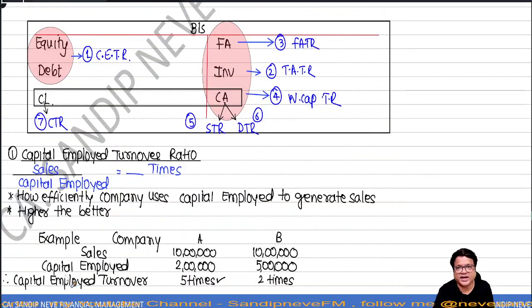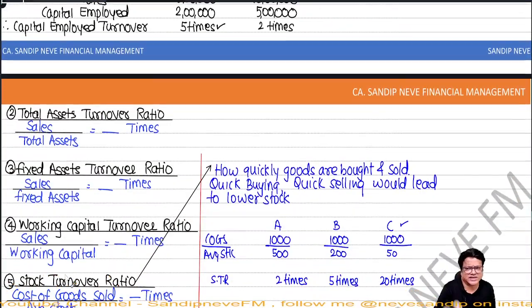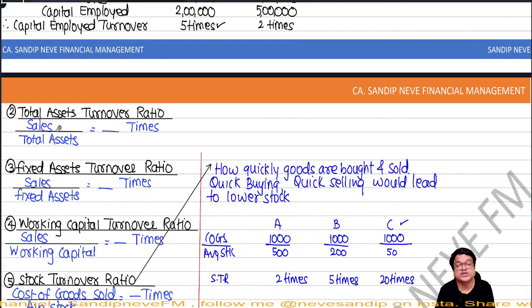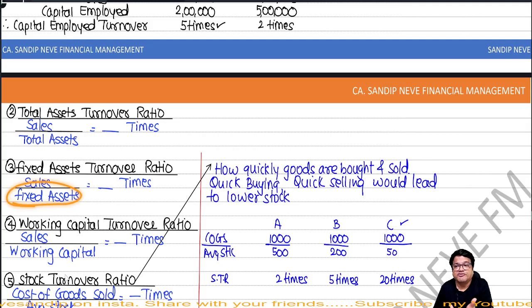Sales in the numerator and the name of the ratio in the denominator. Yes. So total asset turnover ratio is sales upon total assets. Fixed asset turnover ratio is sales upon fixed assets. Very simple. What is that?